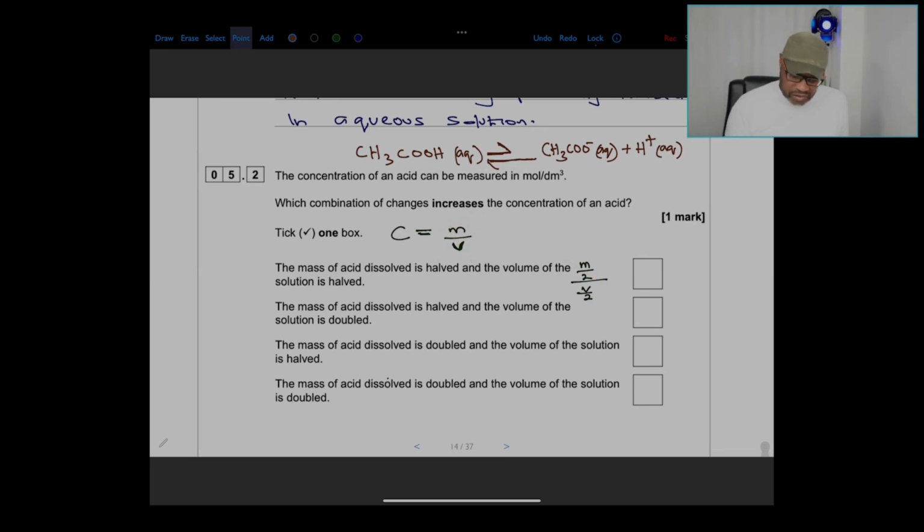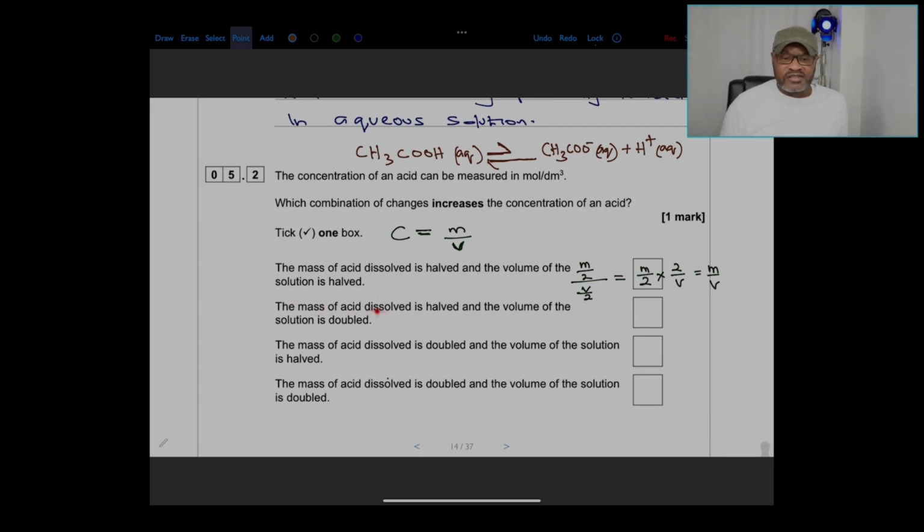Will this still give us the same mass over volume? Well, we can do that by rearranging it. So fraction divided by fraction, and then you will need to invert it, turn it into times. So the 2 we cancel, and we're still going to get the mass over volume. So there's no change. So that is still the same compared to that. So no change. And we want an increase in the concentration. So that would not work. Next one will be this one.